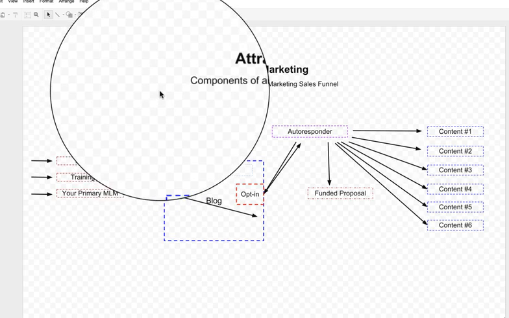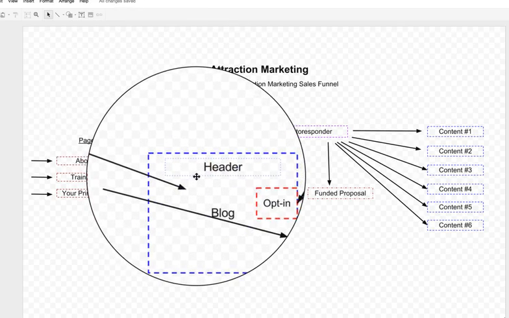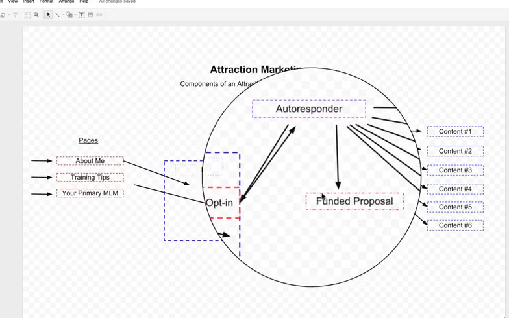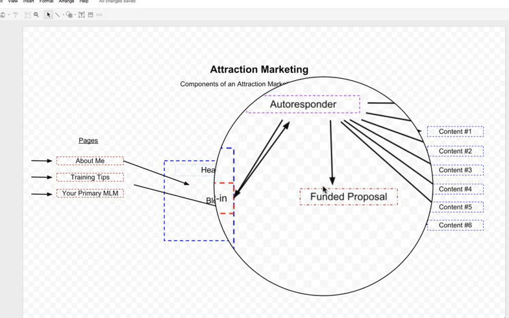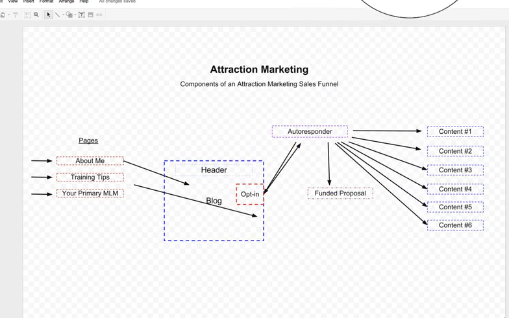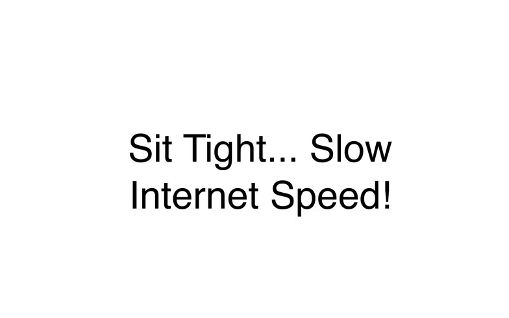So we talked about all the components of attraction marketing: the sales funnel. The blog's most important. You have your pages, you have your autoresponder, you have your funded proposals to support that. Let me show you one that I am in the process of building right now. It's a sales funnel called My Leadership Success. I used the same theme for this as I did on my GregMears.com blog. And how cool is that?